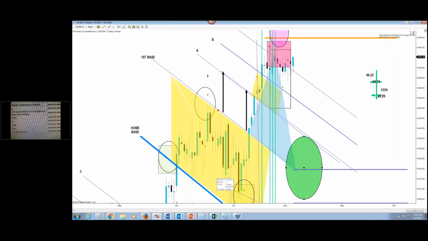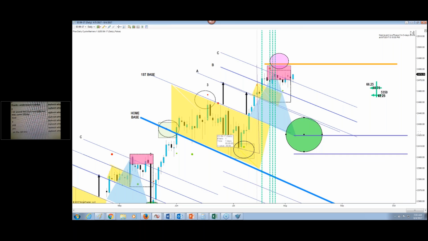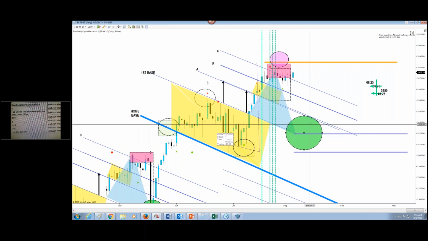And last time we got together, we were looking for a high of this pink block right here. Right there. We were anticipating the market to come up into the pink block and drop down into the green blob. However, Melissa, there was no dropping into the green blob. It has not dropped.